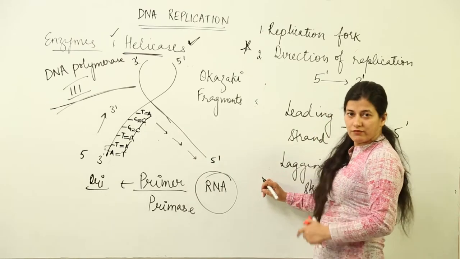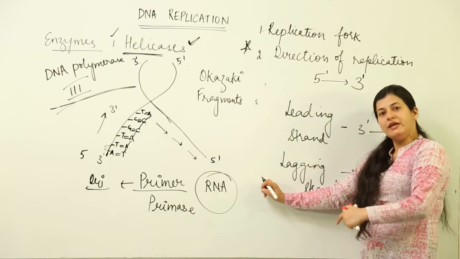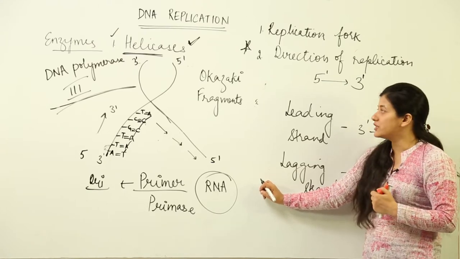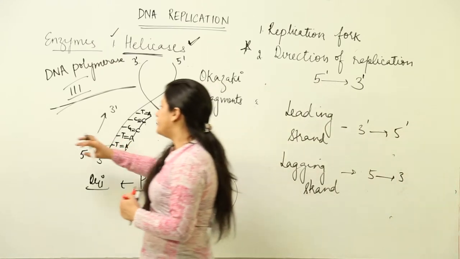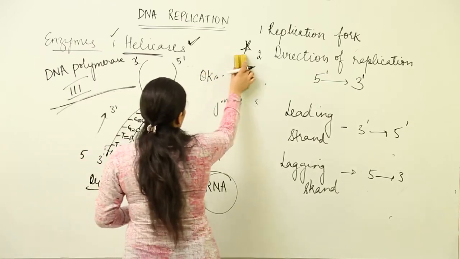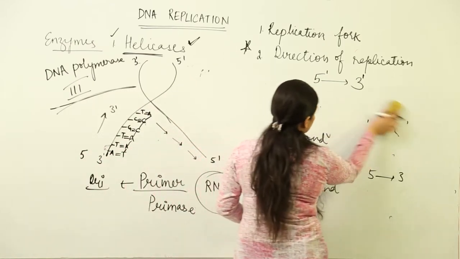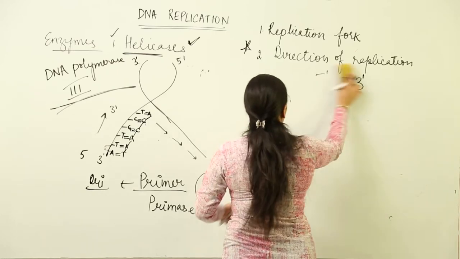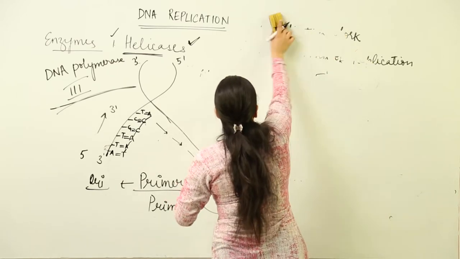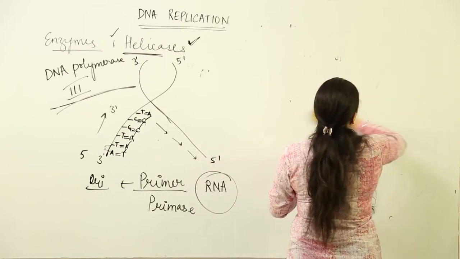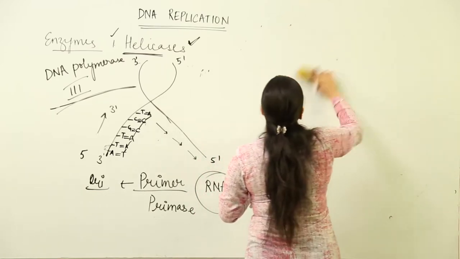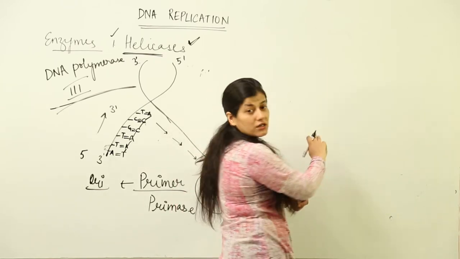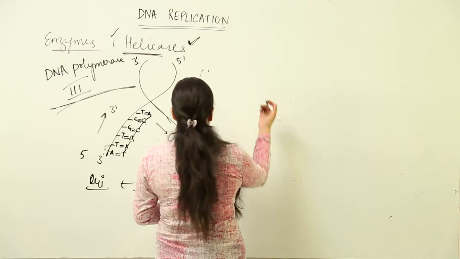Apart from this function where they replace the primers and bring DNA over there, polymerase 1 and 2 also have another function, that is proofreading. Now what is this proofreading? We had talked that mutation is the main source of evolution. Mutations are lethal as well. Mutations are dangerous as well.